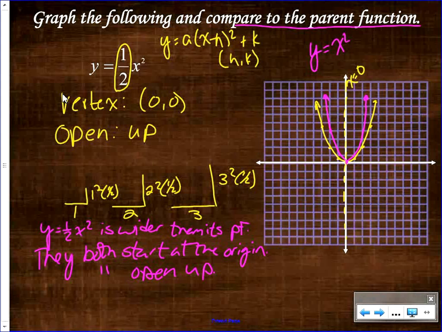Start at the origin. That's the vertex right here. They both have the same axis of symmetry. Good. Okay. Nice. So we said what they had the same of. We said the only thing different is that 1/2 x squared is wider than x squared. Everything else is the same. They start at the origin, they both open up, and they both have the same axis of symmetry. Good. Everyone okay with that?